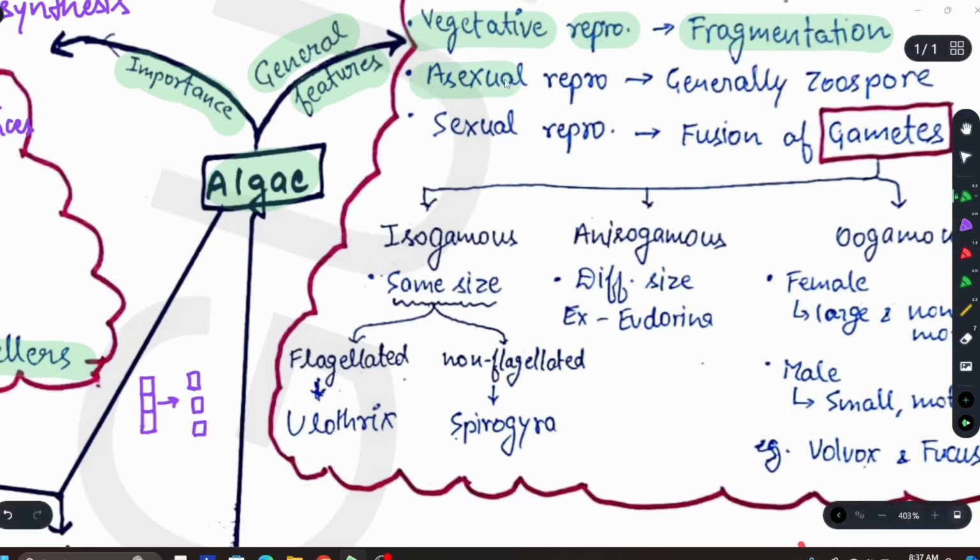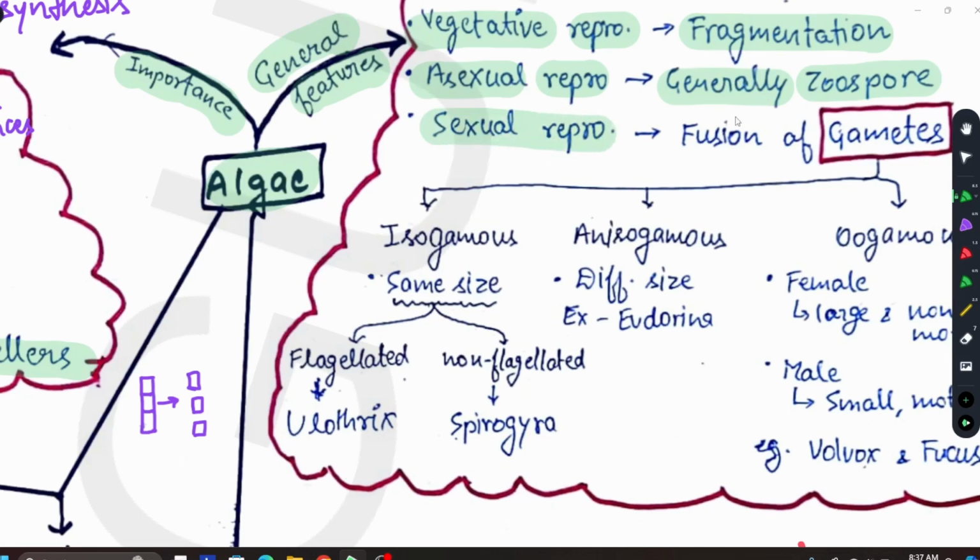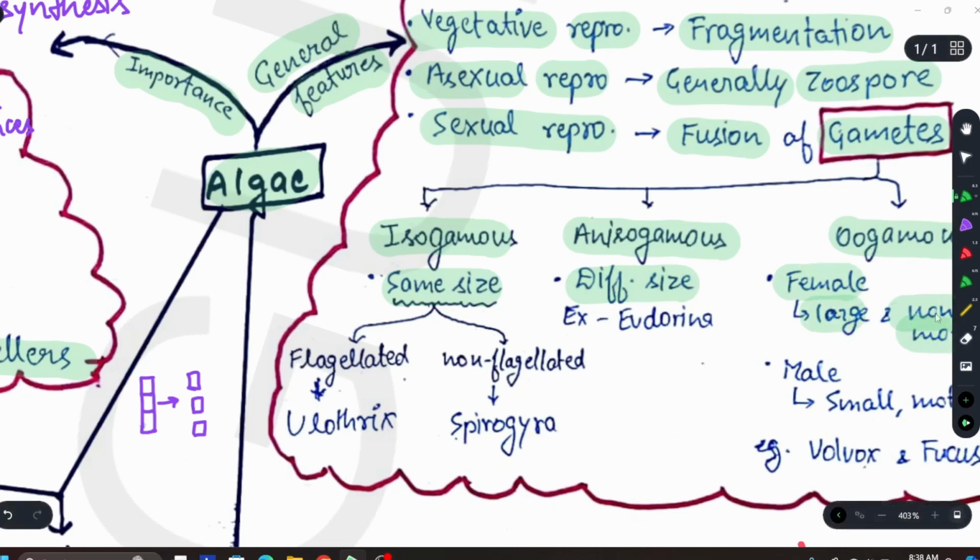Asexual reproduction is generally through zoospores. Generally, it is not compulsory, it is general. So they reproduce asexually through zoospores. Coming to sexual reproduction, which is very important, it happens by fusion of gametes, and here gametes are of different types. The first is isogamous, second is anisogamous, and third is oogamous. These are three different types of sexual reproduction. In isogamous sexual reproduction, the gametes are of the same shape and size. In anisogamous sexual reproduction, the gametes are of different sizes. In oogamous sexual reproduction, the female gamete is large and non-motile.